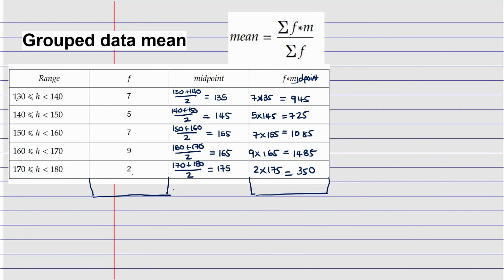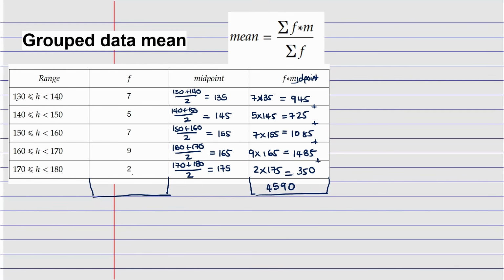Right, so let's do that. So what is the total of this column? It's basically going to be adding these values together, right? So it's going to be 945 plus 725 plus 1085 plus 1485 plus 350. And you're going to get your value as being 4590. Right? Then now let's add up the frequency.